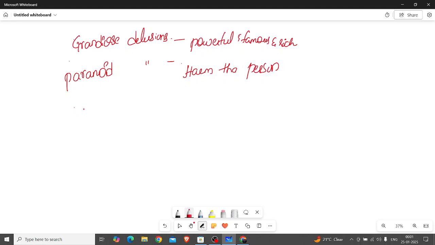Next, third one, somatic delusions. Somatic delusions means there will be the belief that something is wrong with the body, like they are having a missing body part. They just believe that our body part is missing, where is that, like that they will think. They believe there is something missing, like a missing body part. That is somatic delusions, like one part is missing, like that they will feel.